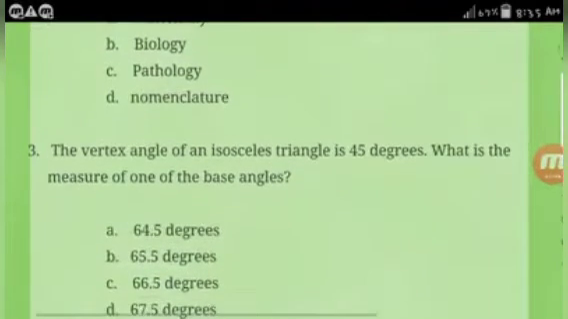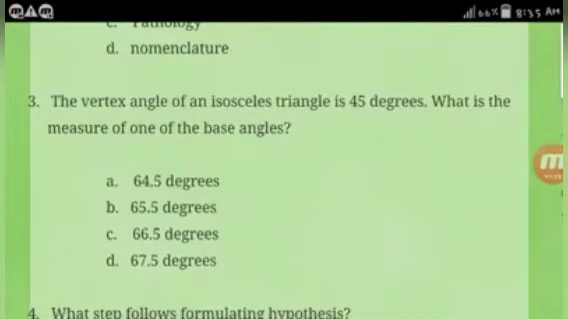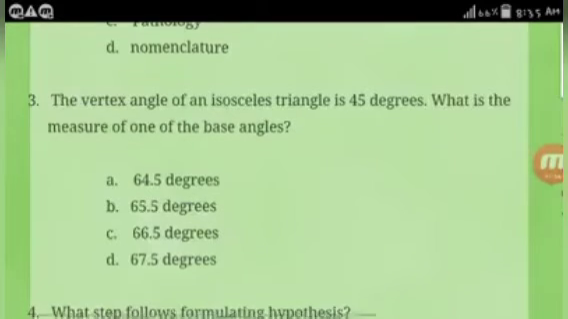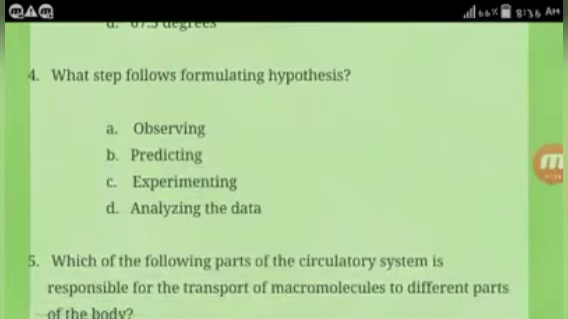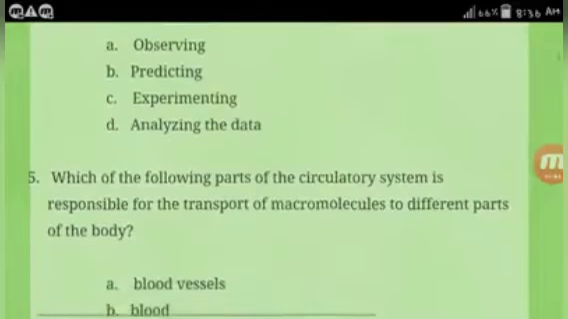Next, number 3, the vertex of an isosceles triangle is 45 degrees. What is the measure of one of the base angles? Now, take note, this is an isosceles triangle, and the non-congruent angle is 45 degrees. So that means 180 minus 45, that's 135. Now, 135 divided by 2, that gives you 67.5. So one of the base angles of the isosceles triangle in this question is 67.5 degrees. Letter D. Next one, what step follows formulating hypothesis? So the answer here is experimentation, of course, or experimenting, letter C.